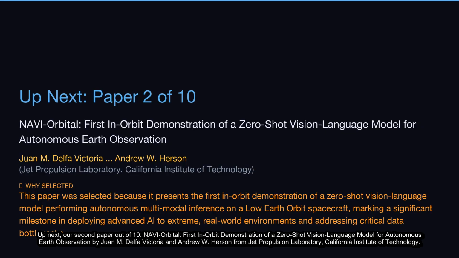Up next, our second paper out of 10, NAVI-Orbital, first in-orbit demonstration of a zero-shot vision language model for autonomous Earth observation by Juan M., Delphi Victoria, and Andrew W. Herson from Jet Propulsion Laboratory, California Institute of Technology.